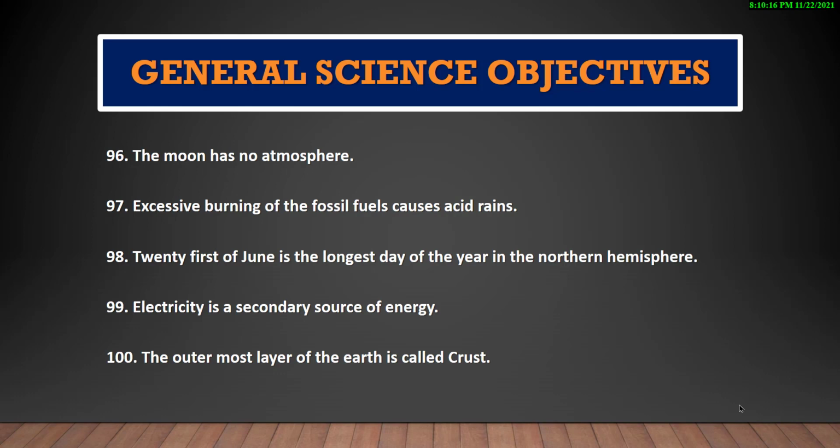The moon has no atmosphere. Excessive burning of the fossil fuels causes acid rains. 21st of June is the longest day of the year in the northern hemisphere. Electricity is the secondary source of energy. The outermost layer of the earth is called crust.